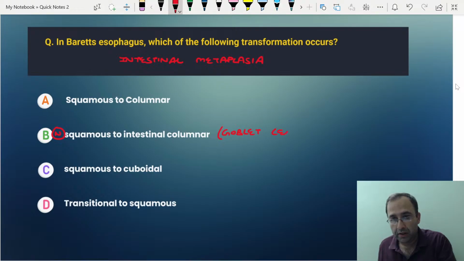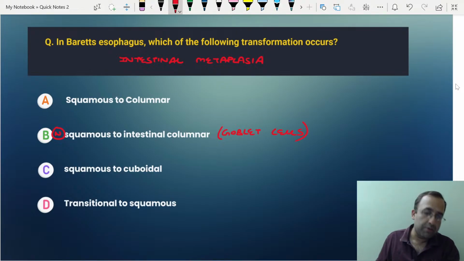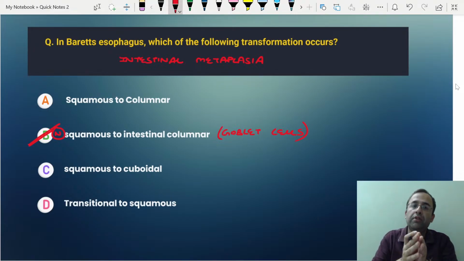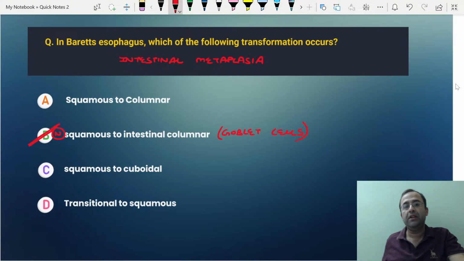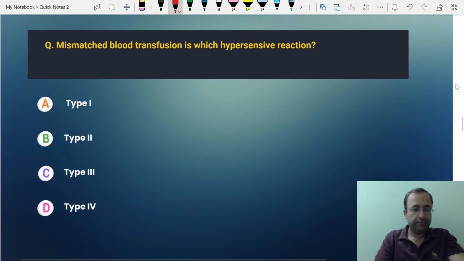Please note, this was the same set of options that was asked in the FMG PYQ. I sincerely hope you did not mark it as option A, that is squamous to columnar. No, it was squamous to intestinal columnar, because along with columnar it has goblet cells also, making it intestinal metaplasia, that is Barrett's esophagus.